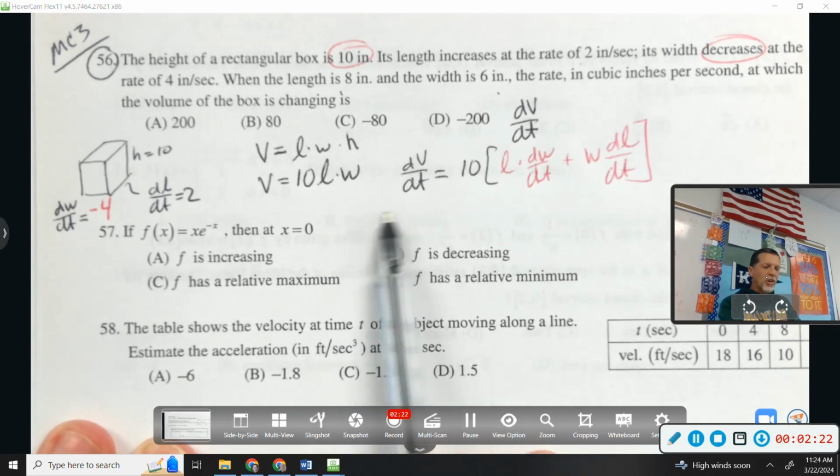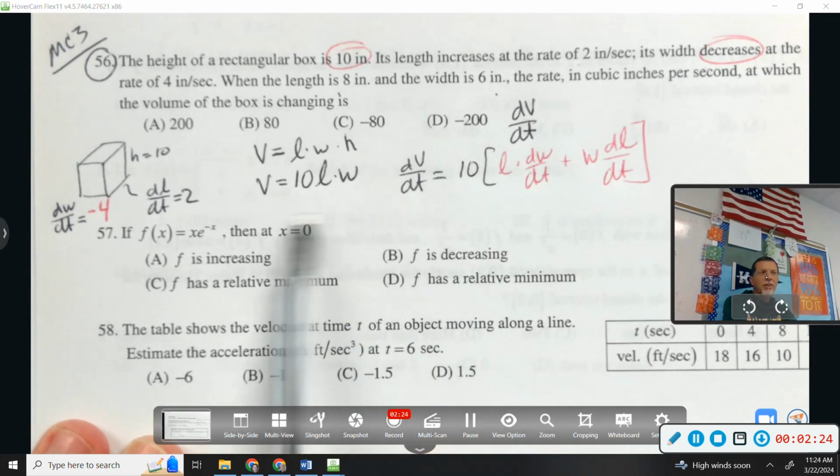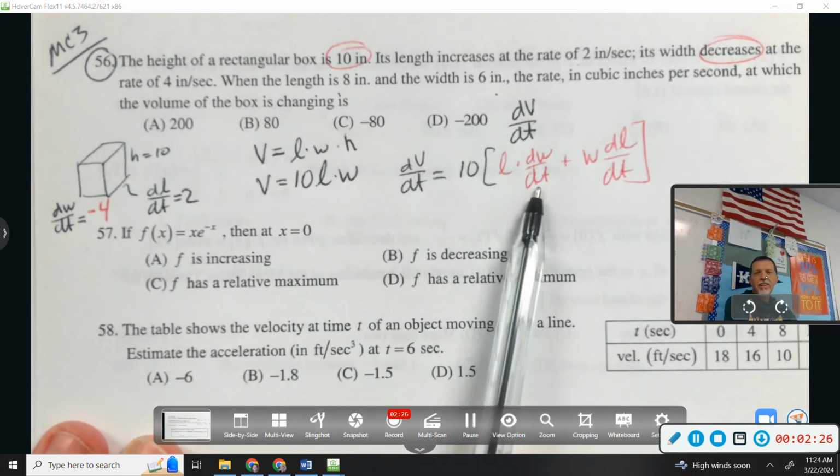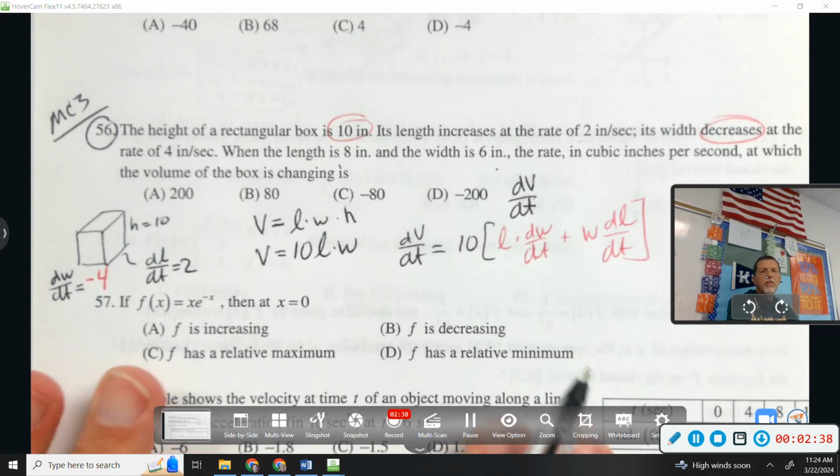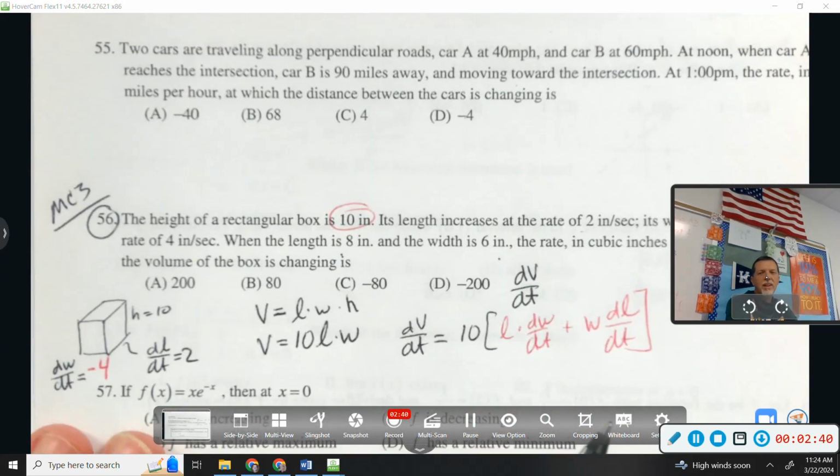That section was called related rates. And you have related derivatives with all sorts of variables thrown in there. Let's back up and do 55, and we'll be done.